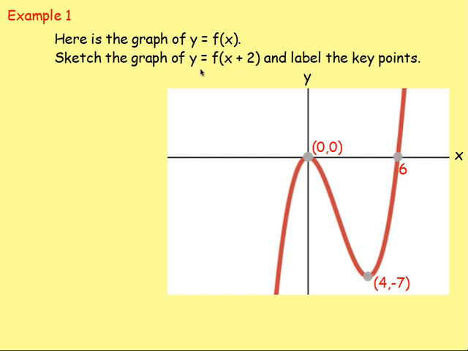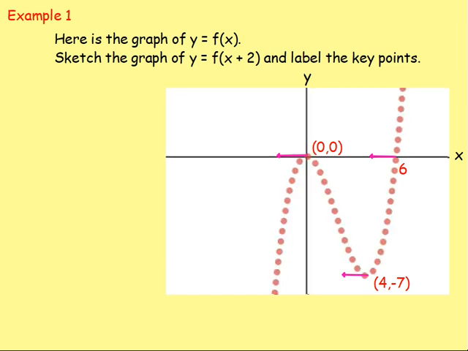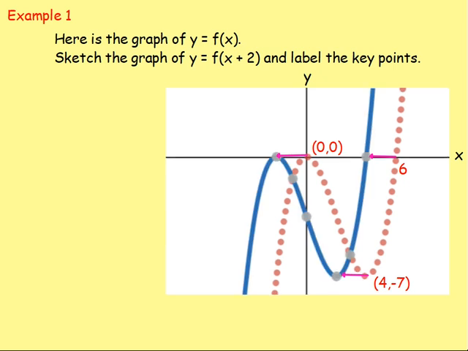If you are to sketch y equals f of x plus 2, remember it's in the brackets, it's a positive, so it's going to move the graph in the negative direction. So all these points will be moving to the left. Let's do the original as a dotted line. Move the graph, it's going to keep the same shape, but it'll just be over to the left slightly.